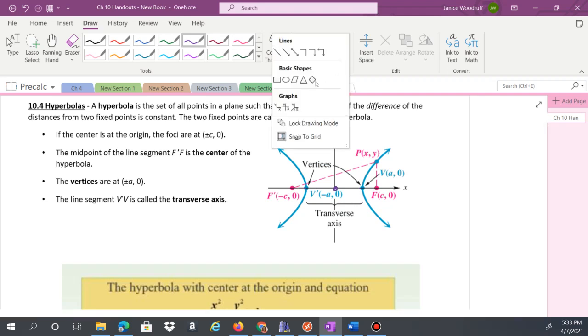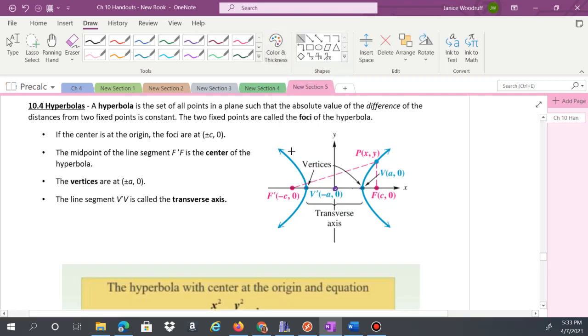And I wonder if I can draw an asymptote on here. These are going to have asymptotes that are going to be some y equals mx plus b lines that are going to follow like so.